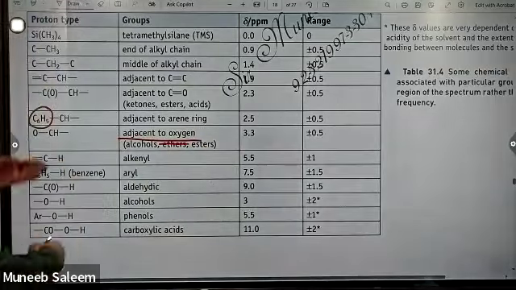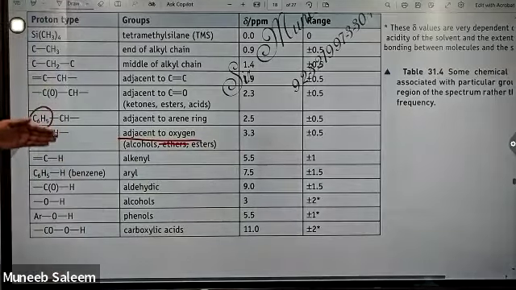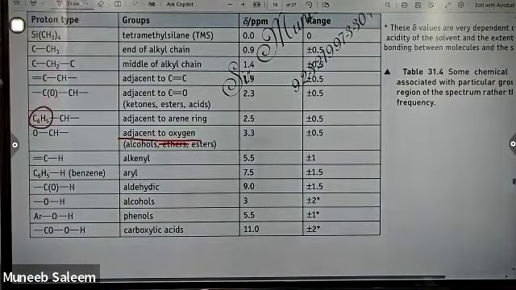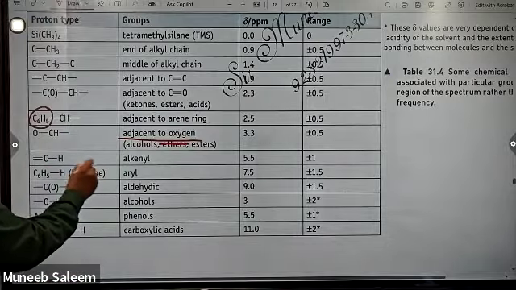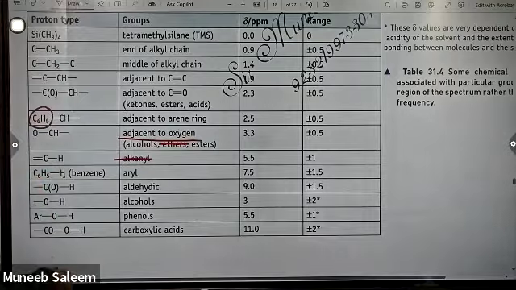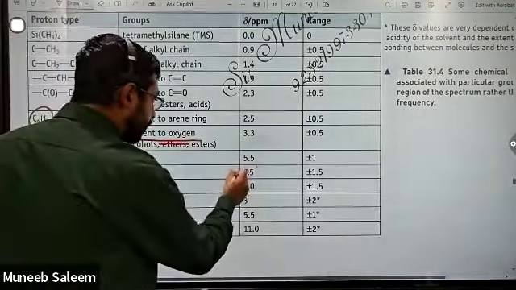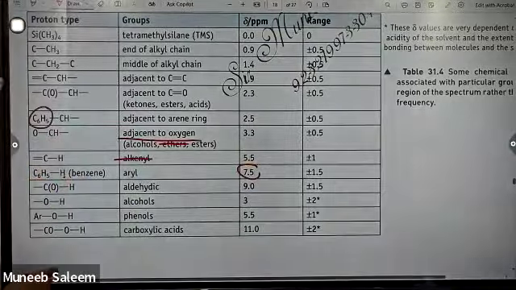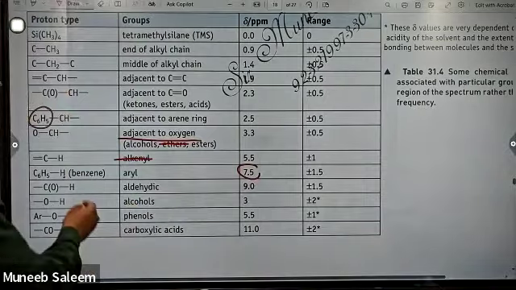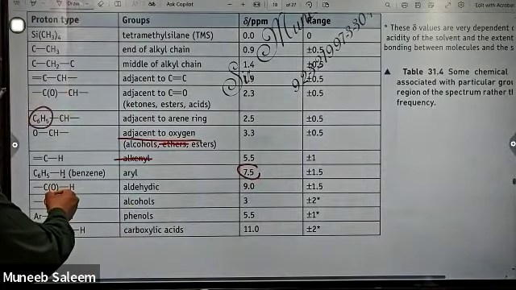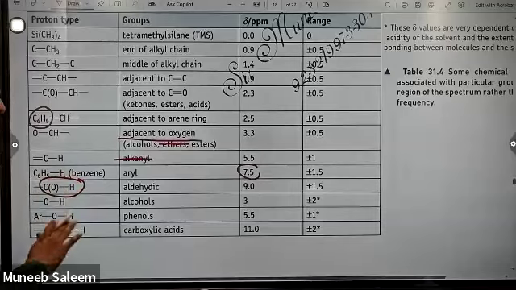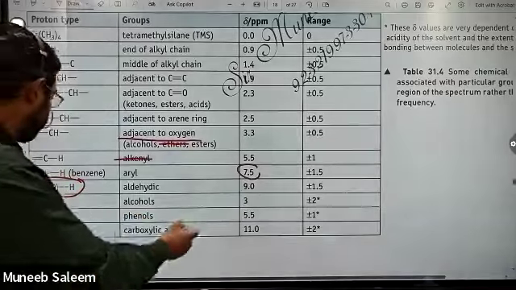So you can see that as we are moving towards the more electronegative atom, the chemical shift value is increasing. The hydrogen which is a part of the benzene ring itself has this value. All the 6 hydrogen atoms of the benzene ring will all have this value of 7.5. The hydrogen which is part of the aldehyde group, this whole part is the aldehyde group, has this value.